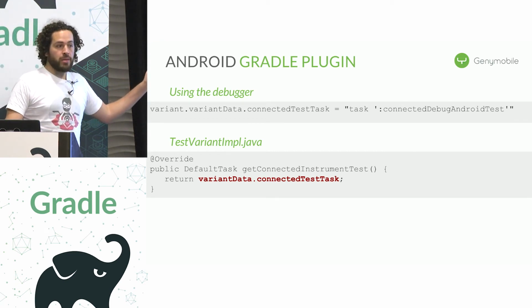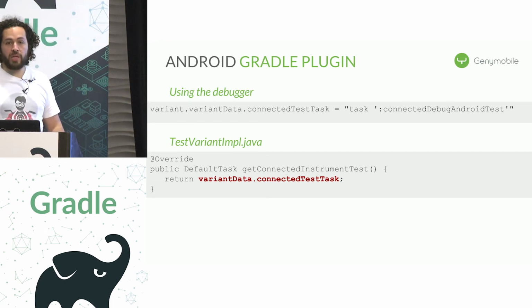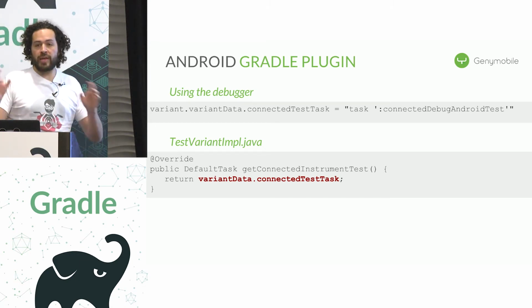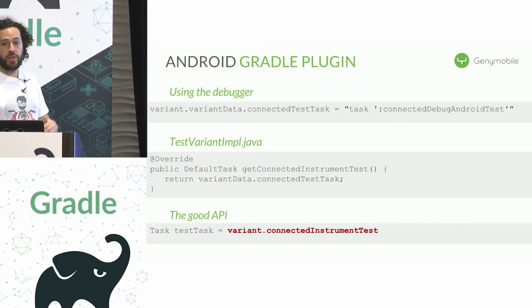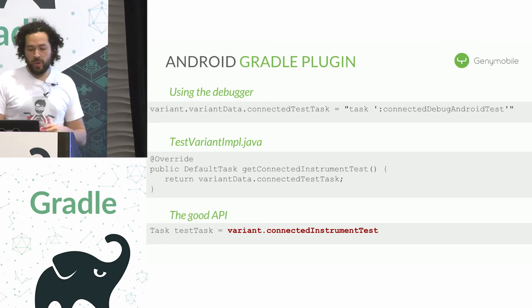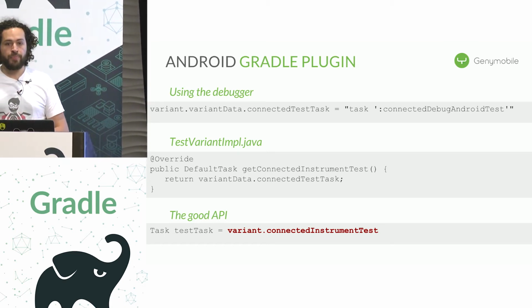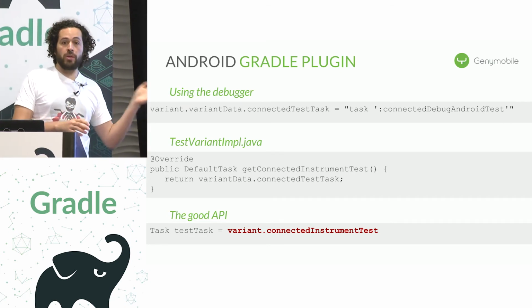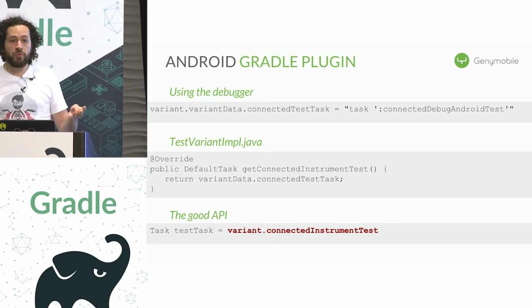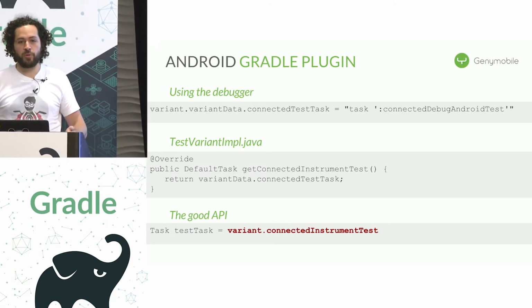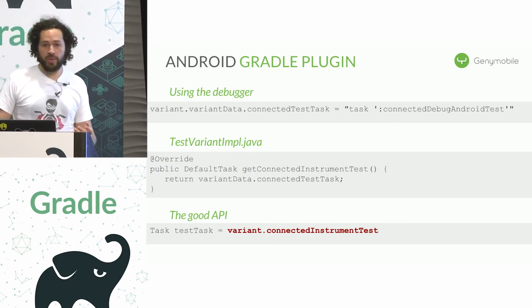And reading that, I knew that my variant actually had a getter directly to the property I was looking for. I didn't need to go to variant data to get this information. And actually, the good DSL, the good property was not the one in the documentation, but was connected instrument test. I used this one, and we are now compatible using this API from plugin 1.0 to the very last one, including the alpha. So this has not moved since then. So that was the good API, the good parameter to use.